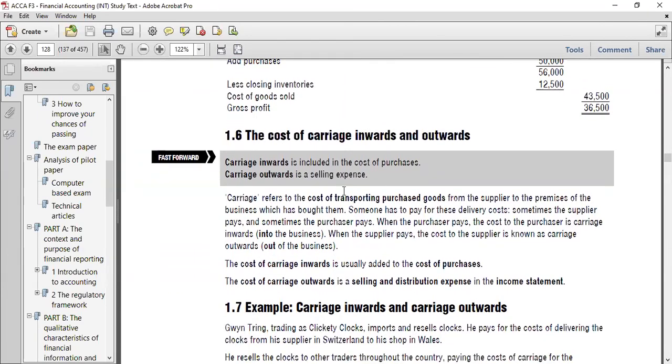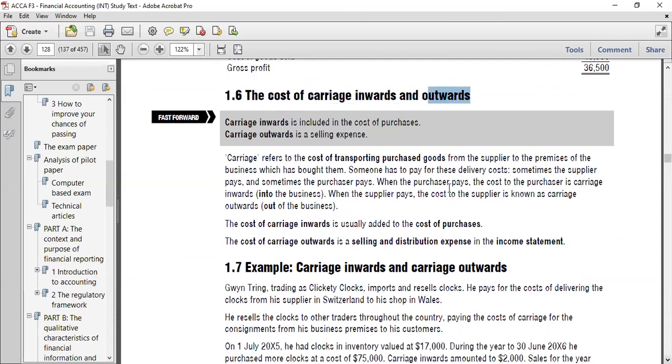Then you also know these carriage inwards and carriage outwards, meaning that this is like transport or logistics costs involved. If it's carriage inwards, these are commodities entering the organization, and carriage outwards, here we are trying to look at what we spend in delivering inventory to our customers. And we know that carriage inwards is actually added onto our purchases, and carriage outwards is recognized as an expense.